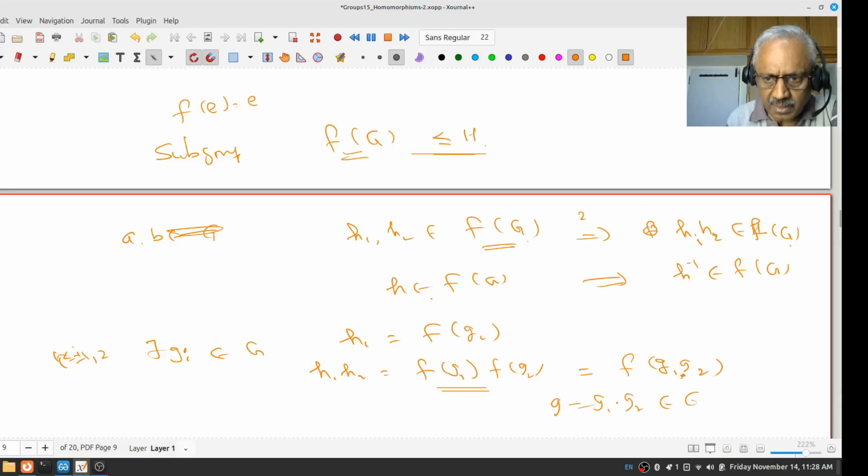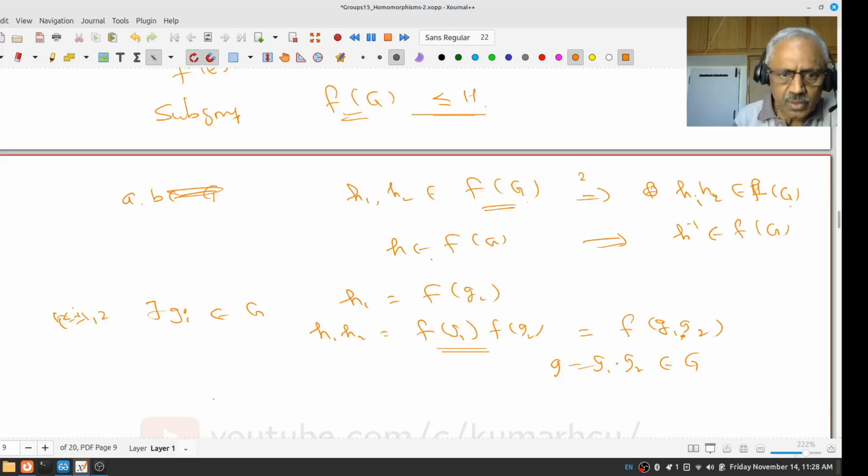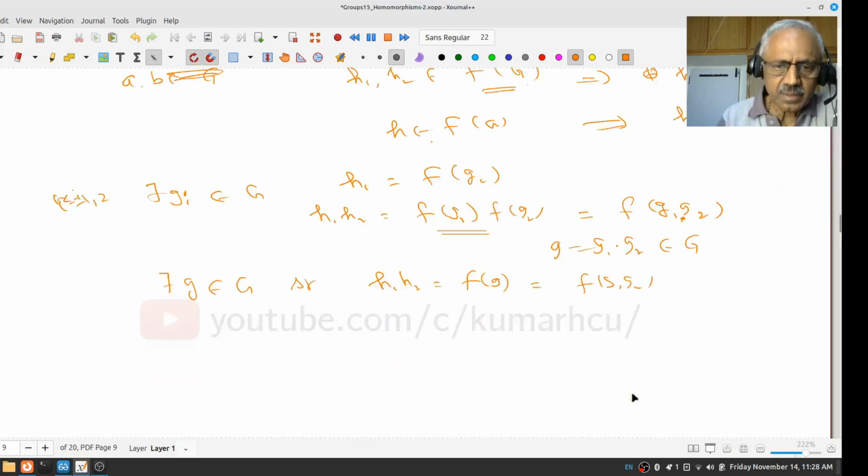So let g equal to g1 times g2. This is an element in capital G. Therefore, there is a g in G, so that h1 h2 is f of g, namely f of g1 g2. Right? Therefore, this condition is satisfied. Okay. Now let's look at the second one.